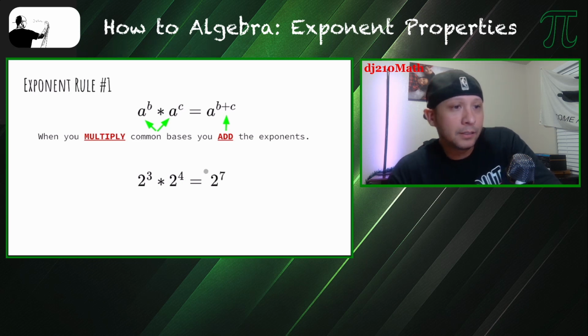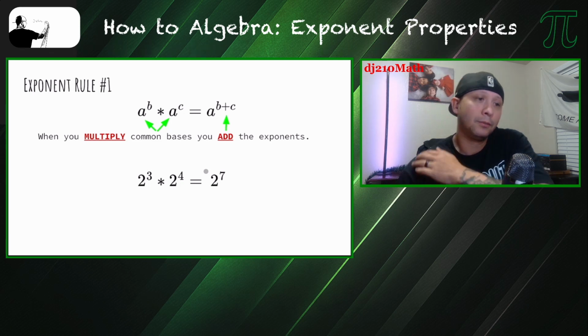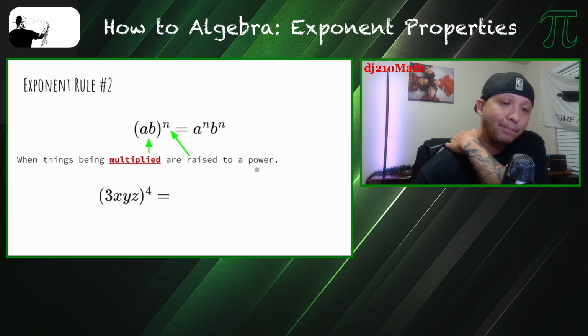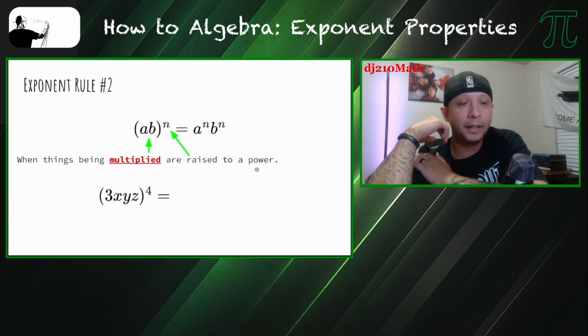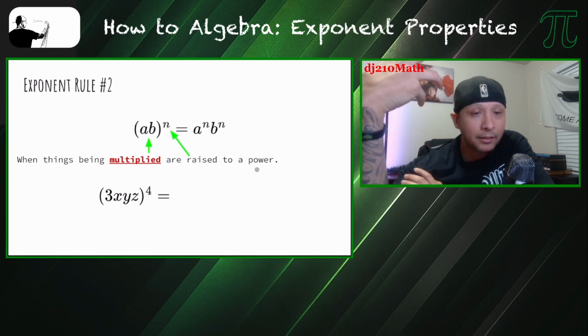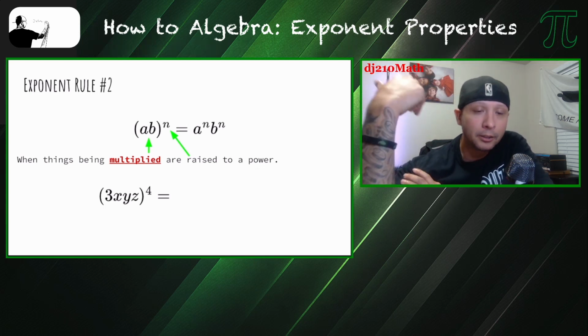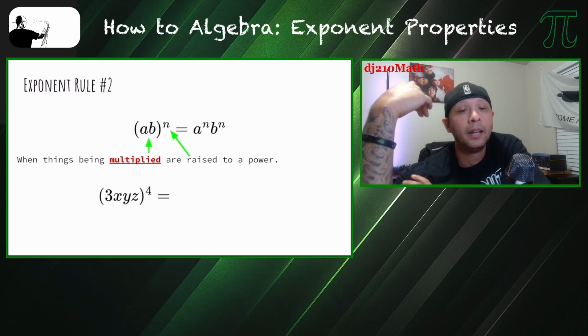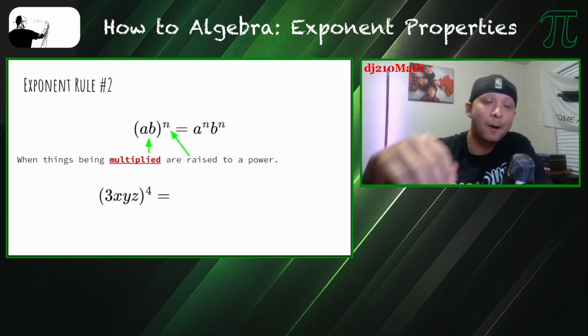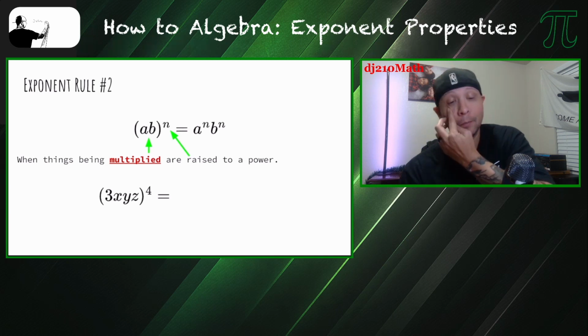All right, let's look at exponent rule number 2. So I have two things being multiplied, and we're raising the product to a power. So when things are being multiplied and it's raised to a power, we can apply the power to each of the things being multiplied, basically.